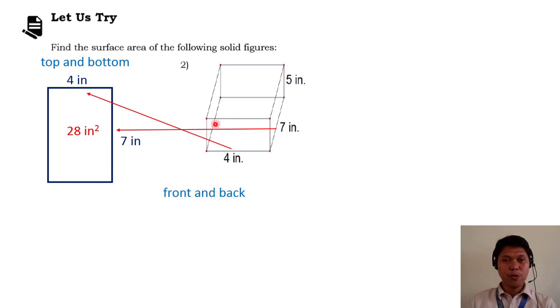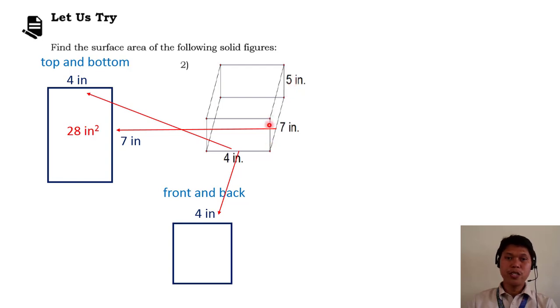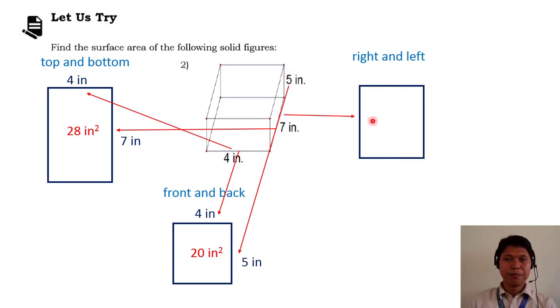And then we are going to proceed to the front. This is the front, and this is the back portion. Okay, so for the front and back faces, the width is 4 inches, and because we are going to use the thickness or the height, it is 5 inches. So 4 times 5 is 20 square inches. We are going to proceed to the right and the left. This is the left, and this is the right. This is a rectangle, so 7 inches by 5 inches. So 7 times 5 is 35 square inches.